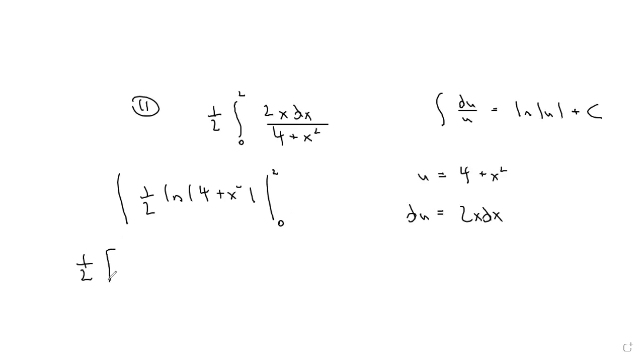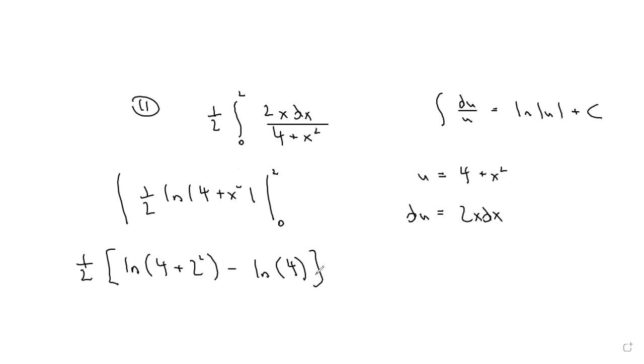Maybe we'll put some square brackets. And now we have to plug in 2 into the ln expression, and then put minus, and then plug in 0 into the ln expression. So ln of, I'm not going to bother putting the absolute value anymore because it's all positive, so it doesn't really matter. Okay, so ln of 4 plus, and the upper bound is 2, so 4 plus 2 squared. And then minus, and then you do the same thing, except you put in the lower bound. So that's ln of bracket 4 plus 0, so just ln of 4.